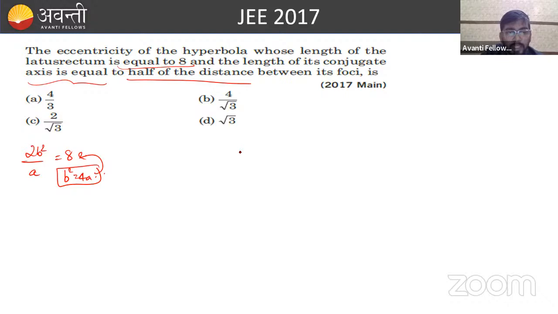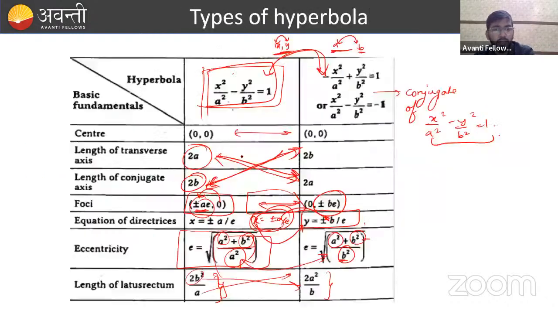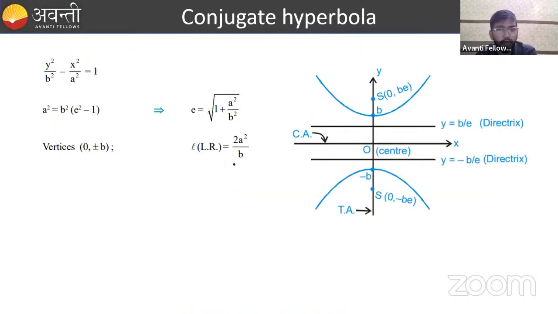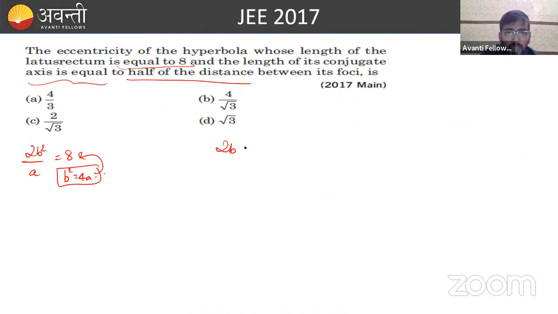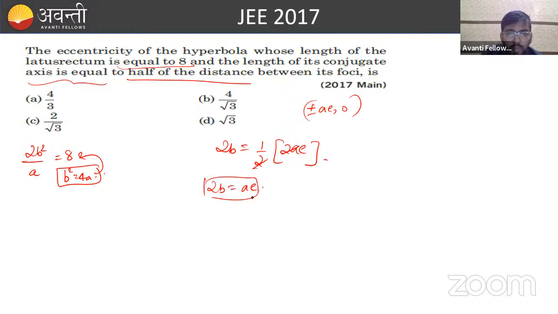Length of the conjugate axis for this hyperbola, if you don't remember, is 2b for the standard hyperbola. So here 2b is given as half of the distance between its foci. For the distance between the foci, the coordinates of the foci are plus minus ae comma 0. So the distance will be 2ae, right? So here 2b equals to ae. You get this relation here.